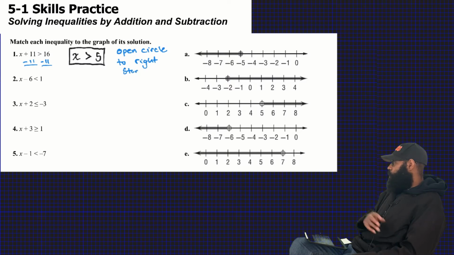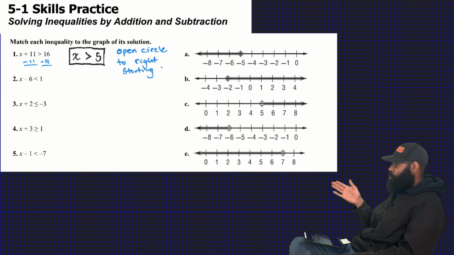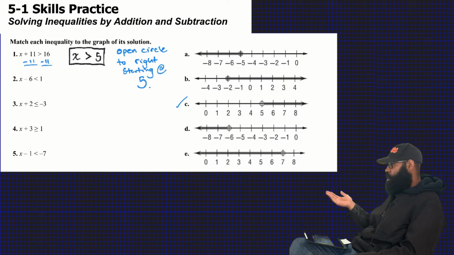Now, at some point in this video, you guys are gonna have me pause, and I'm gonna talk about open and closed, left and right. But for the matching here, we're getting right to it. Number 1 is C because it's an open circle going to the right, starting at 5. Number 2, looks like we're going to have another open circle, and it should be going to the left.